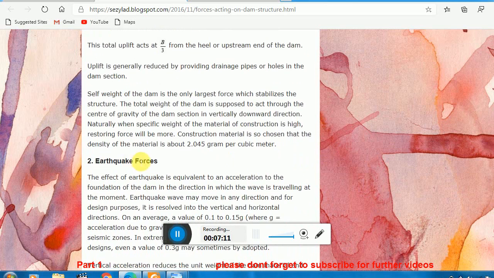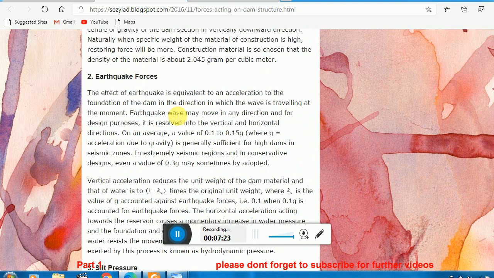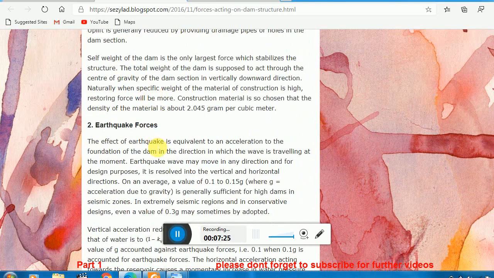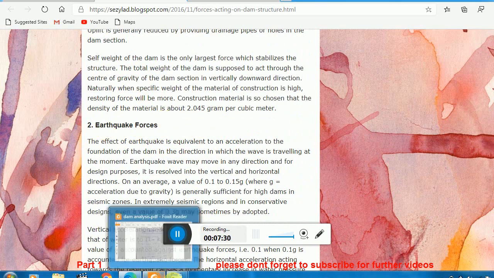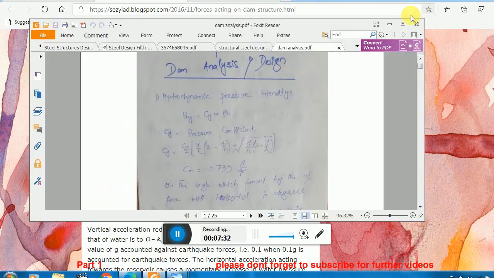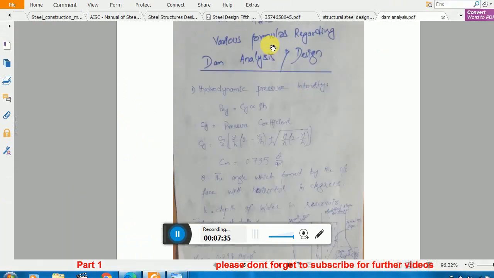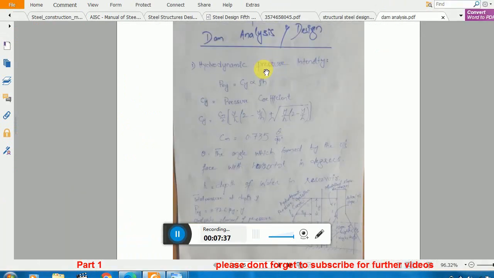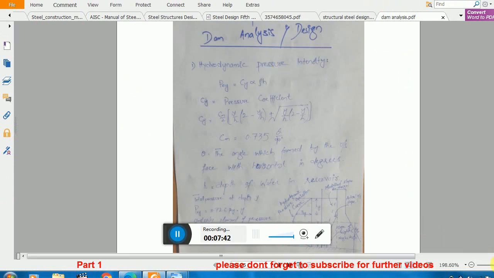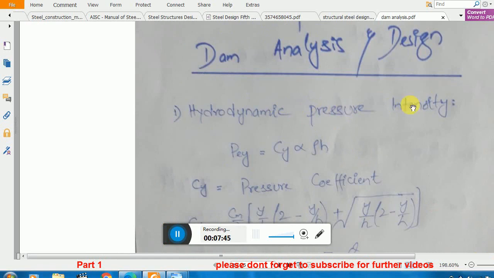So earthquake forces: when there is an earthquake, accelerations are produced in both the horizontal direction and vertical direction. Due to that, earthquake forces are generated. Now there are two types of forces which are generated. One is called hydrodynamic forces, and the other one is earthquake forces in the horizontal direction. Clear? So you see, this is the hydrodynamic pressure intensity.